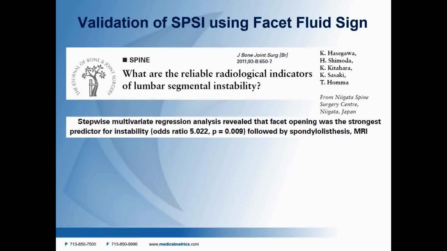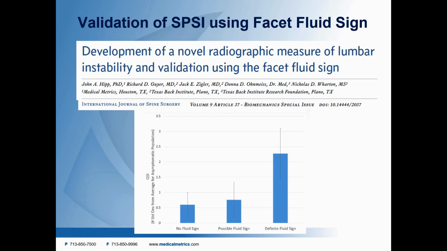The facet fluid sign is currently considered to be one of the best available diagnostic indicators of instability in the lumbar spine. This is an example of one paper validating this conclusion. There are many peer-reviewed publications on the facet sign. SPSI has been shown to be significantly elevated in the presence of the facet fluid sign. This finding has been published in the peer-reviewed literature. This provides evidence that abnormally high SPSI is associated with instability. The possibility exists that SPSI could potentially replace an MRI exam that is ordered with the goal of detecting the fluid sign.